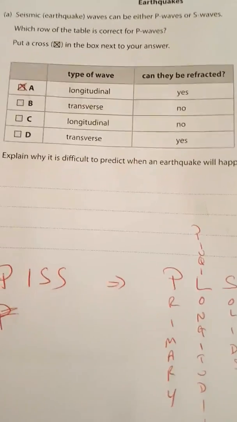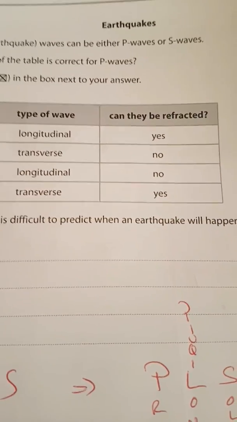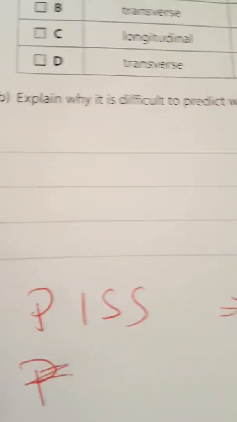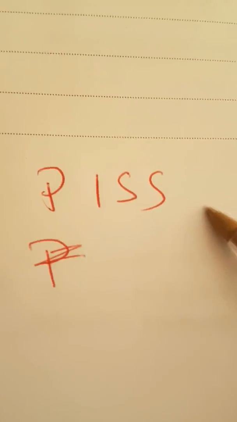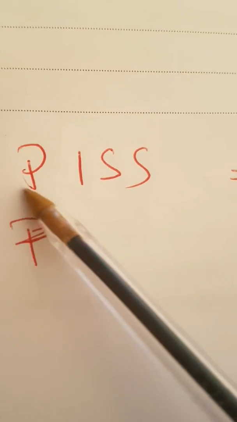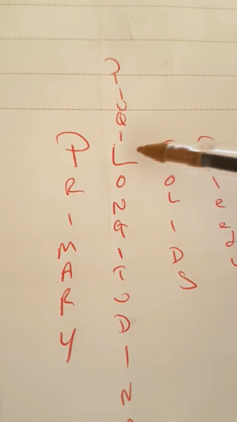This question is about P waves. P waves and S waves belong to seismic waves and are earthquake topics. I just want to go through the way to remember the properties of P waves. P waves are primary waves, and they are longitudinal.